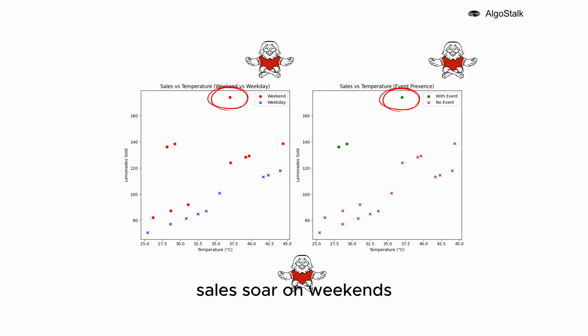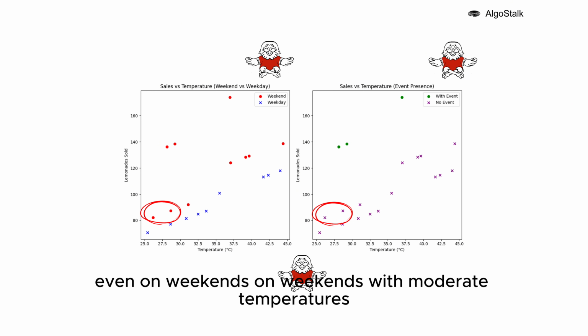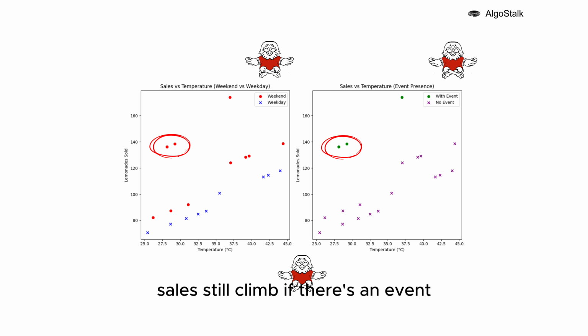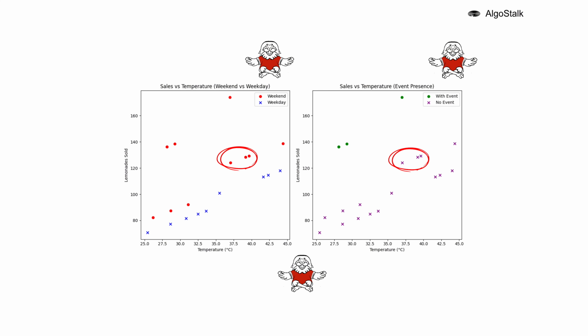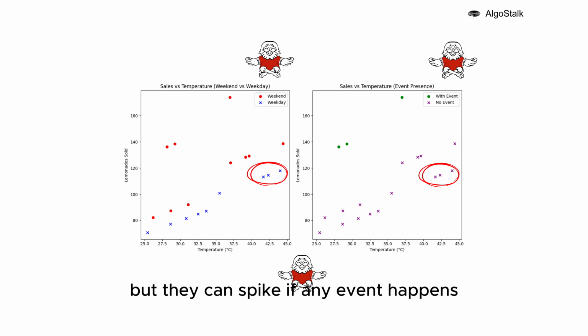Sales soar on weekends when it's hot and there's a local event. But they drop if it's cool even on weekends. On weekends with moderate temperatures, sales still climb if there's an event but remain steady without one. On weekdays, sales are usually lower, but they can spike if an event happens, even when it's hot outside.